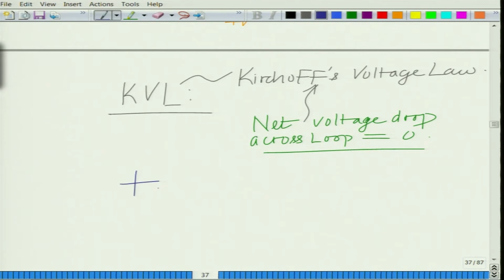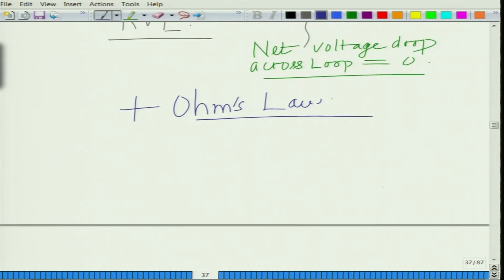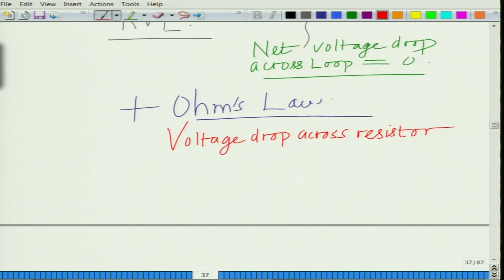The net voltage drop across a loop is 0, and plus we are going to use another law, that is Ohm's law, which of course most of you should again be familiar with, which is the voltage drop across a resistor. This is a linear element.